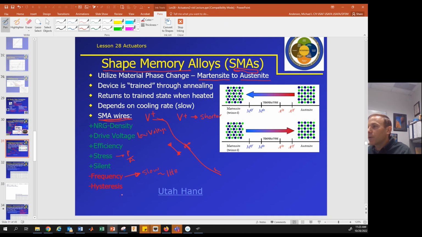The other issue is that these experience hysteresis, which we talked about before. Remember, hysteresis is that thing where it follows a different path on the way up than it does on the way down. So it might look like that.